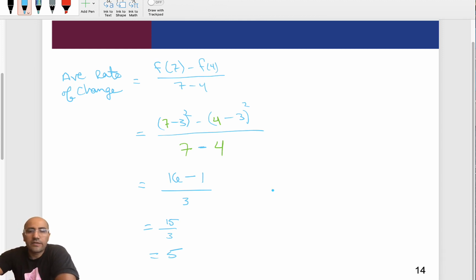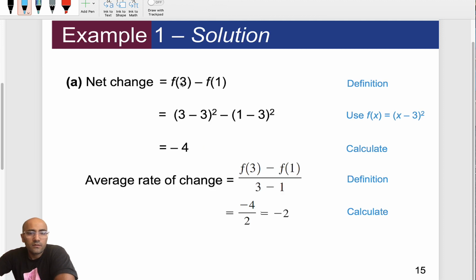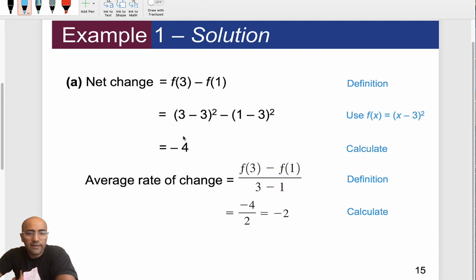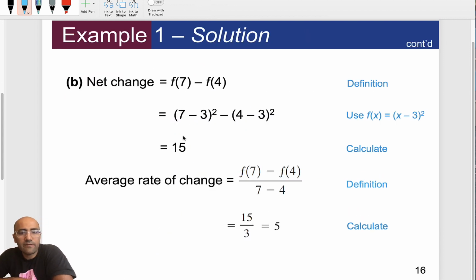Really the biggest thing is to get used to this notation. Okay, so this is what the author wrote. For the first one, f of 3 minus f of 1, negative 4, and then the average rate of change would be f of 3 minus f of 1 all over 3 minus 1. So we get the same answer that the author wrote. So that's where we got this over here. And then for part B, the same thing: we end up with a 15 in the numerator divided by 3, so we get a 5.